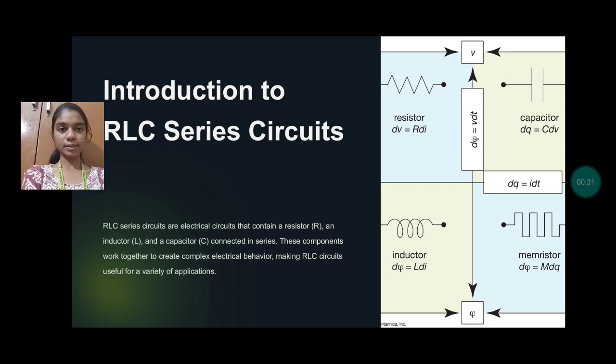Introduction to RLC series circuits. RLC series circuits are electrical circuits that contain a resistor R, an inductor L and a capacitor C connected in series. These components work together to create complex electrical behavior, making RLC circuits useful for a variety of applications. So here is a diagram for the introduction to RLC series circuits.